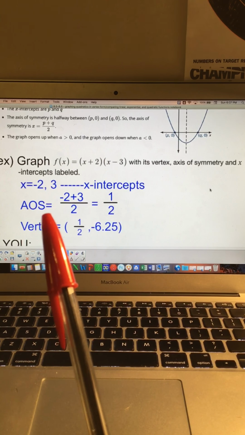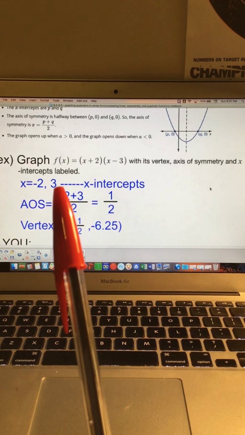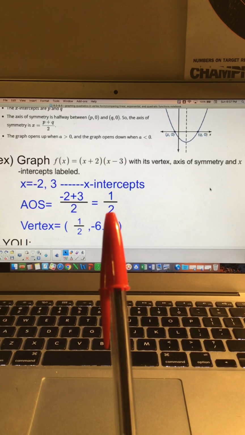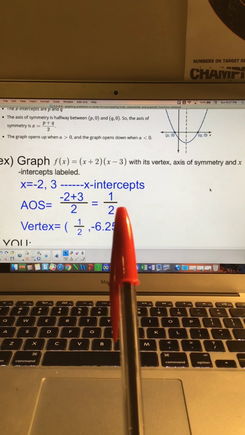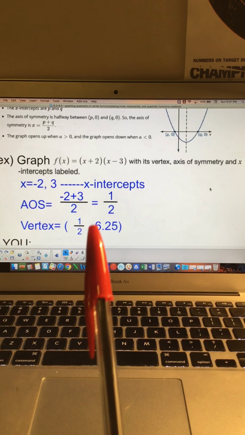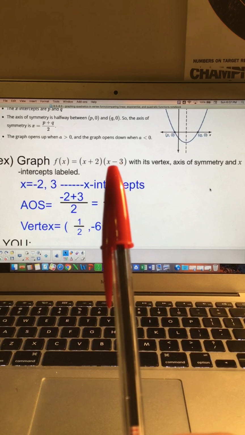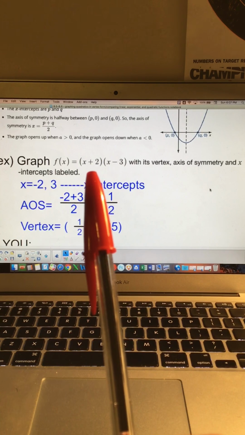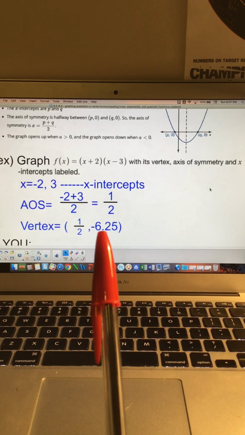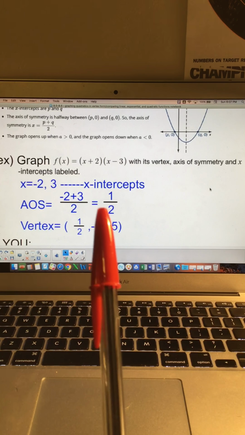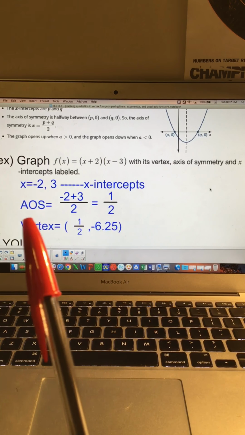To get the axis of symmetry, right in the middle there, add them, divide by 2. If we add them and divide by 2, we get 1/2. If you made it 0.5, it doesn't matter to me. And our vertex, well, we know the axis of symmetry is the x value of the vertex. Then if we plug it back into the original, just like we've been doing, we're going to get negative 6.25. So this is our x-intercepts, our axis of symmetry, and our vertex. Remember, we're getting this axis of symmetry from p plus q divided by 2.